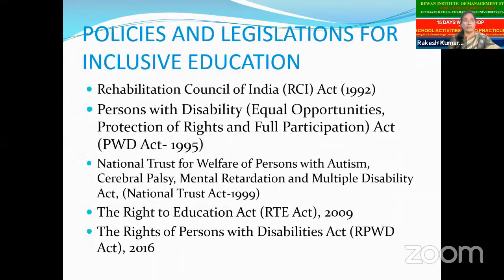And the next slide is policies and legislation for inclusive education. All these are government policies. First one is Rehabilitation Council of India, RCI Act 1992. RCI Act provides for the right of children to free and compulsory education to the children of 6 to 14 years age group, including children with special needs.